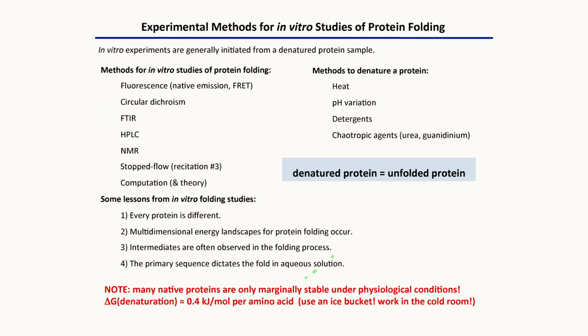What are some lessons from in vitro folding studies, just to keep in mind? One, every protein's different. Two, even proteins that seem similar are very different. So maybe they have the same secondary or tertiary structure, some small peptide, but when you try to fold them, they may require different conditions. There are multidimensional energy landscapes like what we saw on the prior slides. You can often see intermediates along the folding process, and in dilute aqueous solution, as Anfinsen hypothesized, primary sequence dictates fold.